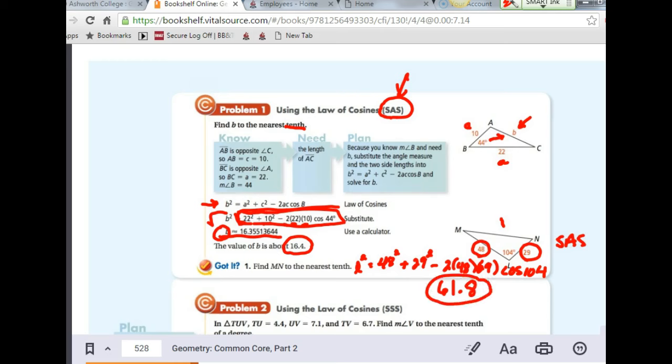Okay? So again, it's a process that's been created before us so that we don't have to do the work. All we have to learn to do is use it for our benefit. And again, it is most beneficial, law of cosines, is if you know two sides and the angle between them, and you're looking for the third side. Okay? Good luck.